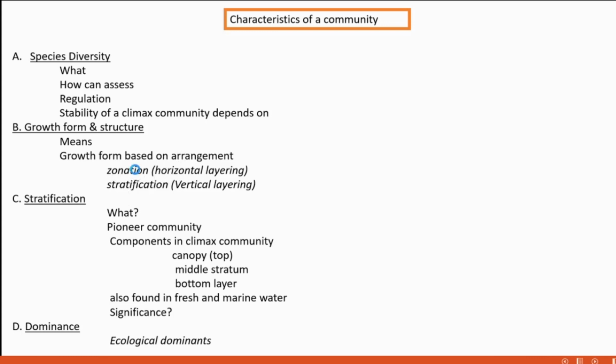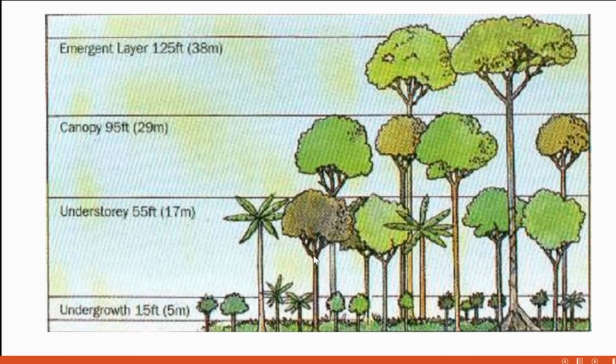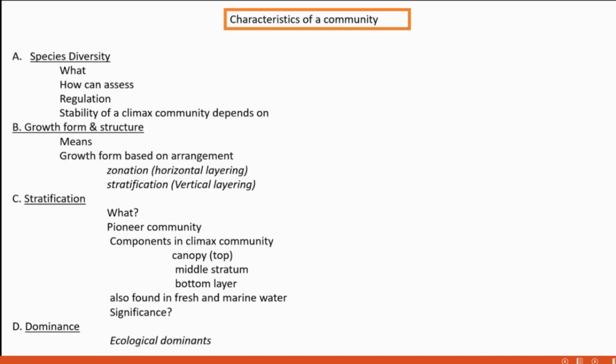Then zonation and stratification. Zonation, I will show you a picture. This is the picture of a vegetational area. There is horizontal layering. It is called zonation. This area includes tall trees, and below that medium height trees, and below that again short trees, and below that shrubs. There is zonation or horizontal layering.